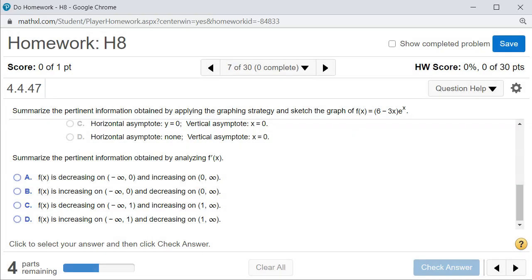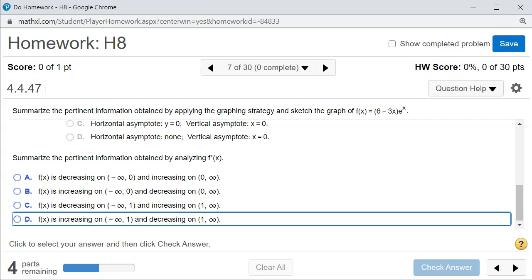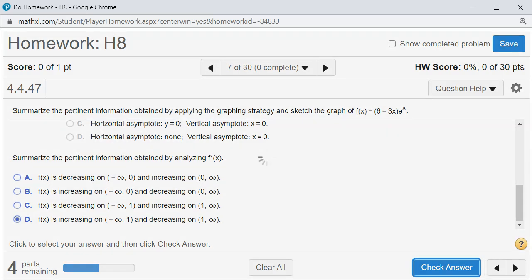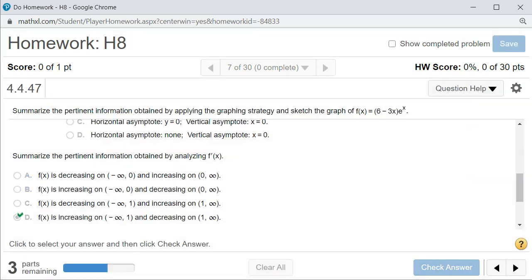So let's see if we can do that. Okay, so before 1 it's increasing and after 1 it's decreasing, so D is the right answer. All right, let's check the answer. All right, we got that.